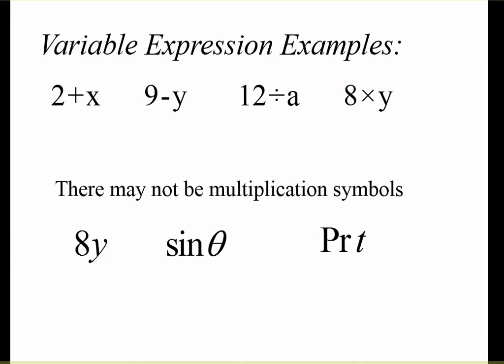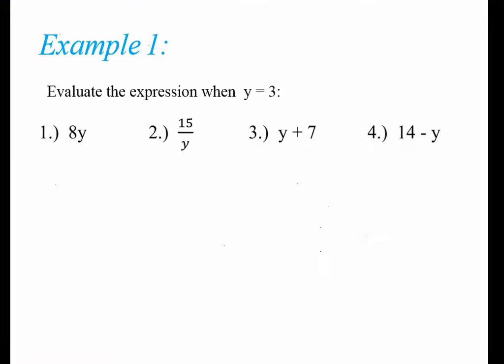And usually we prefer something like this, where we're just putting the numbers right next to the variables to imply multiplication. So here we have 8y. This is sine theta. Theta is one of those Greek letters that just implies that we're talking about angles. And then PRT, that's P times R times T: principal times rate times time. That's the simple interest formula that some of you might have worked with in middle school.